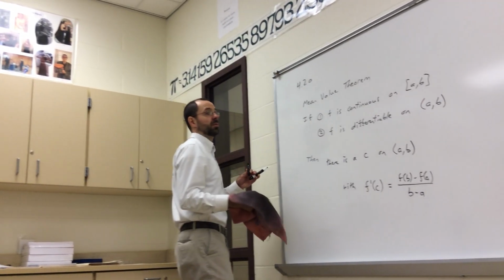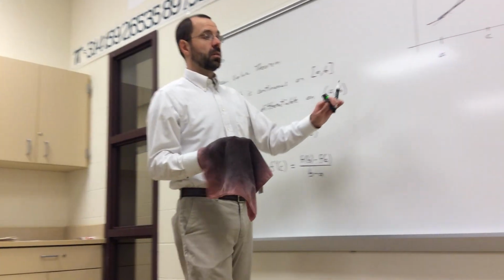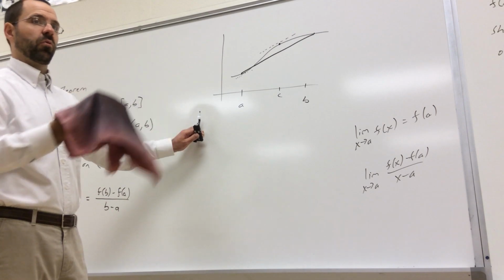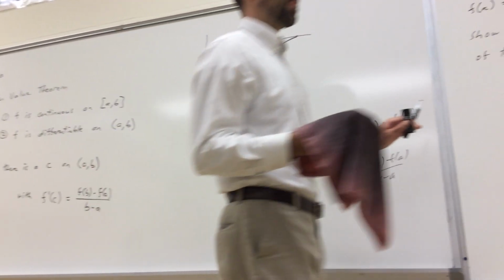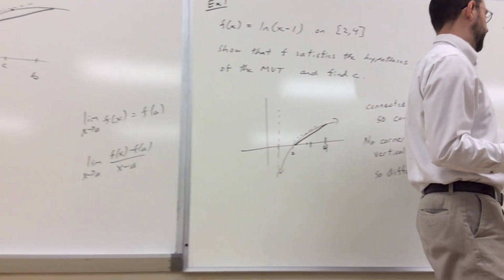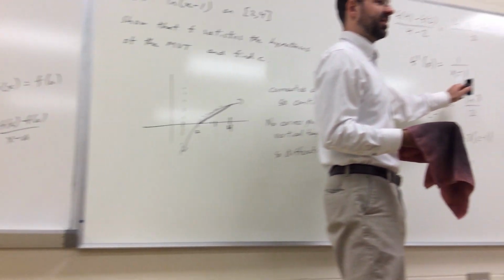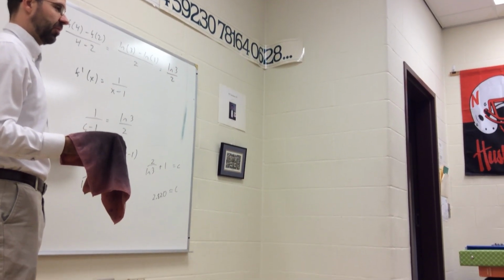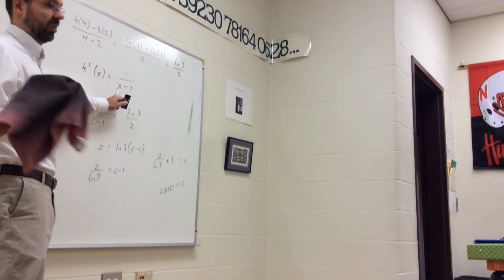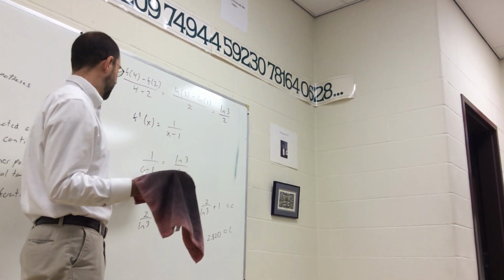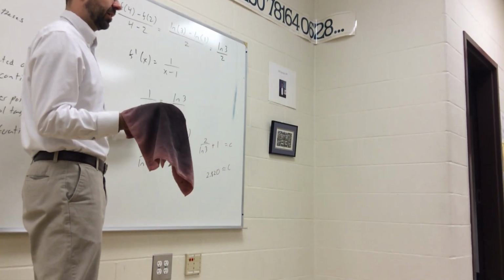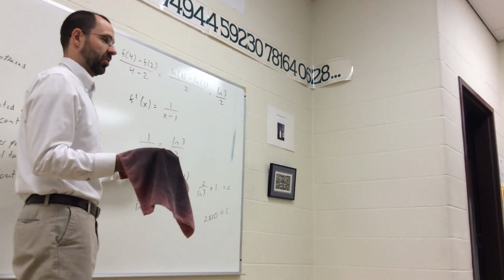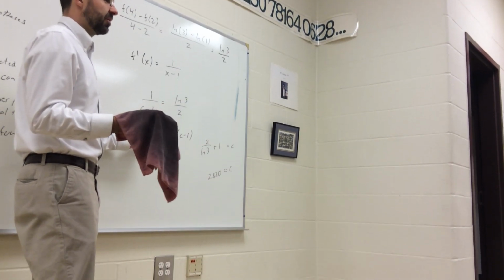Yes? Where'd you get the c minus 1? I just plugged the c into the derivative formula. So this formula is identical to that formula, except I'm talking about a particular number now, where x represents any number, and c represents the particular number that I'm trying to find. You could put 1 over x minus 1 here, and it would be the same thing. Good.